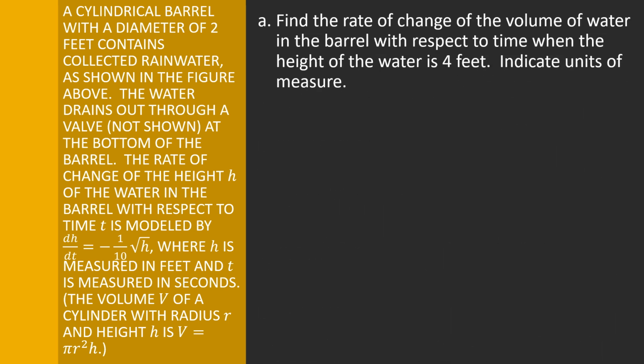All right, so part A says find the rate of change of the volume of the water with respect to time when the water is 4 feet high. This sounds like a "find when" type problem, so like a related rate. So I know that dh/dt, they gave me this in the initial prompt, is -1/10 root h. They're asking me to find the volume, so dV/dt, the rate of the volume, and then when the height is 4.